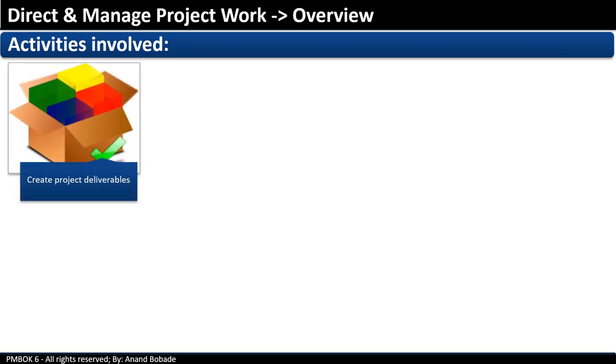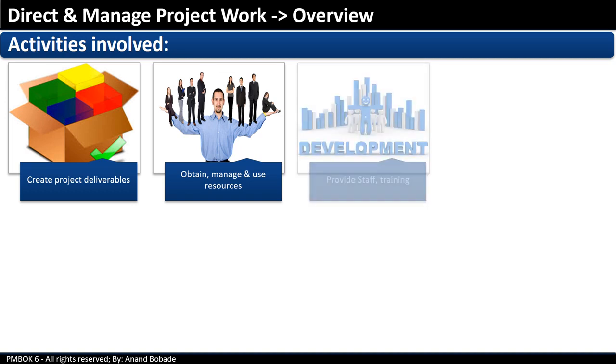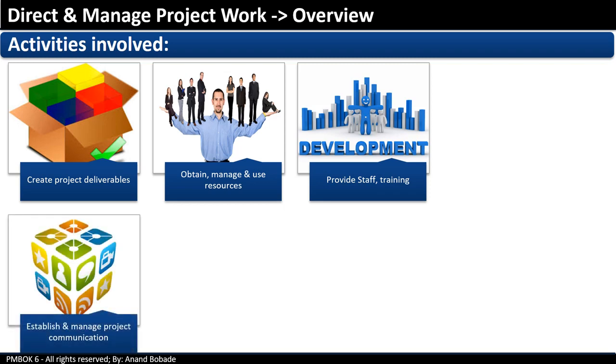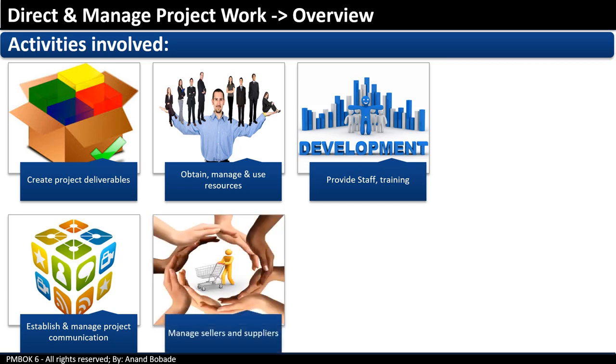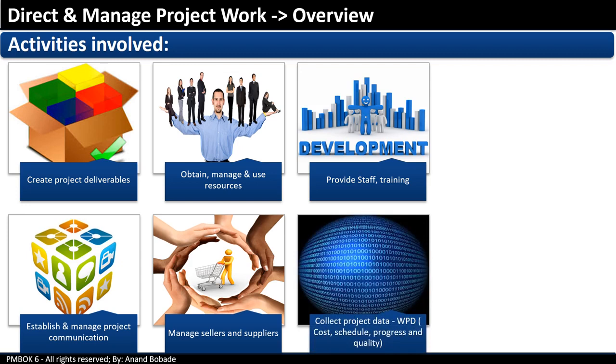What are the key activities involved in direct and manage project work? Creating project deliverables. Deliverables can be documents, prototype, software build, or tested application. Obtain, manage, and use resources. You get your resources from other functional managers through HR or maybe through a contracted vendor. Provide staff training, mentoring them, building the team. Establish and manage project communication. This is where you communicate with internal and external stakeholders. You build stakeholder engagement. Manage sellers and suppliers. And collect project data, which is work performance data, which can be cost, schedule, progress, quality related information.